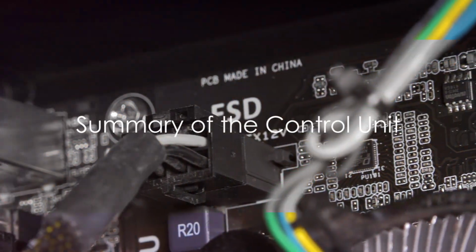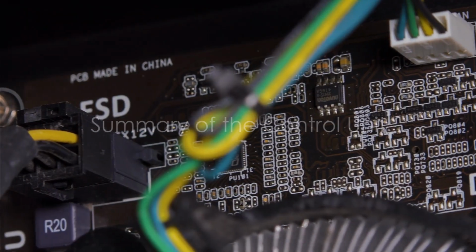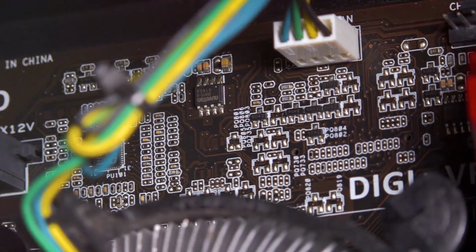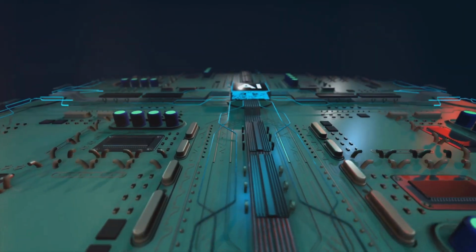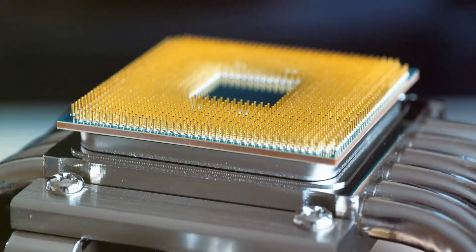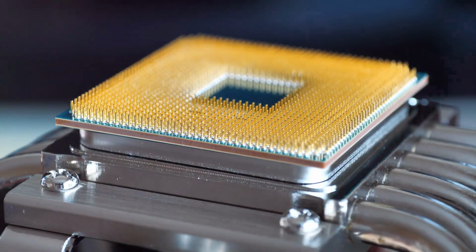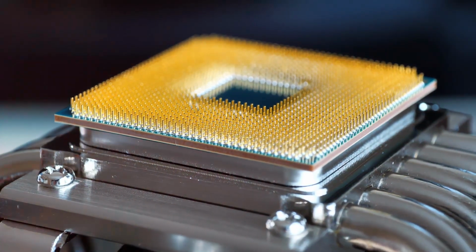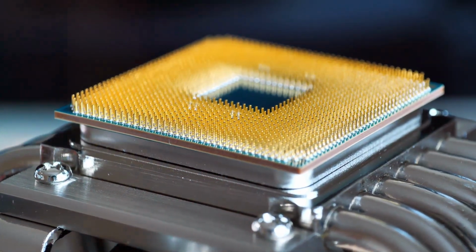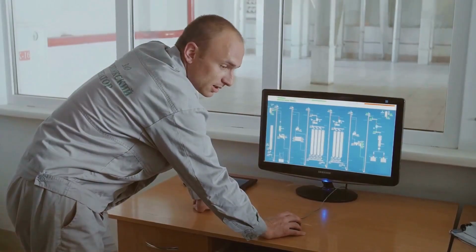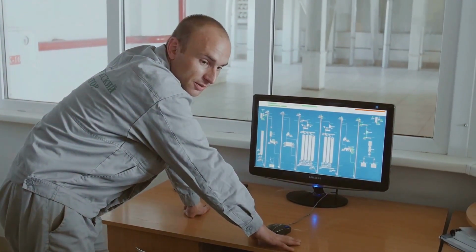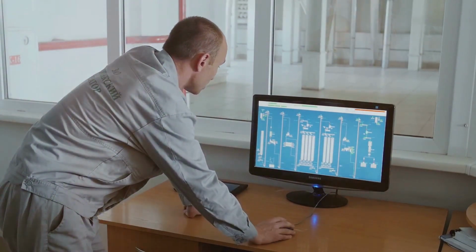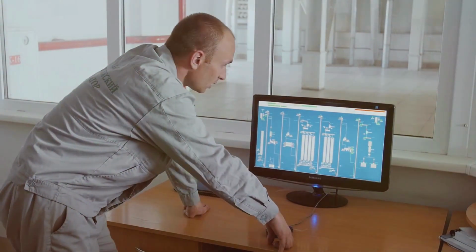In summary, the control unit is the brain of the computer system, managing and coordinating all operations. It fetches instructions from memory, decodes them, fetches the necessary data, executes the instructions, and then stores the results. It's the backbone that ensures the smooth operation of the computer system, enabling it to perform complex tasks efficiently and accurately.